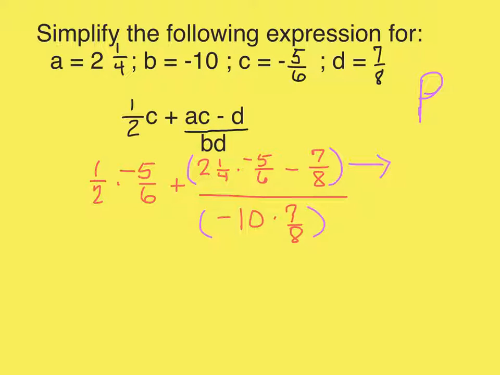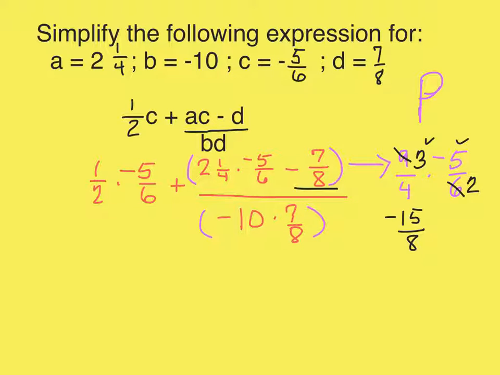So we've got 2 1/4 times -5/6. We need to change both of those into improper fractions. 2 1/4, well, 4 times 2 is 8, plus 1 more is 9/4 times -5/6. First thing we're going to do there is make sure that we notice that 9 and 6 are both divisible by 3. 9 divided by 3 is 3. 6 divided by 3 is 2. And then we keep the top with the top and the bottom with the bottom. So 3 times -5 is -15. And 4 times 2 is 8.